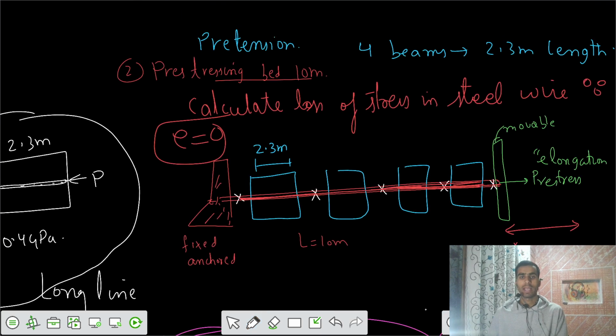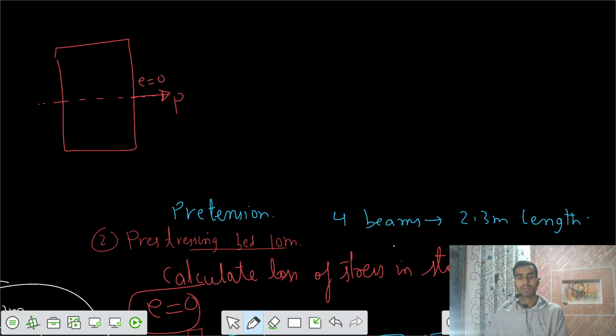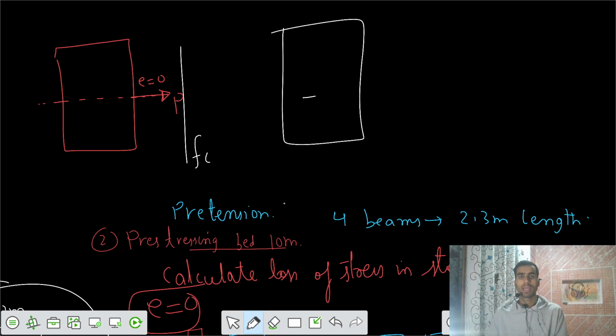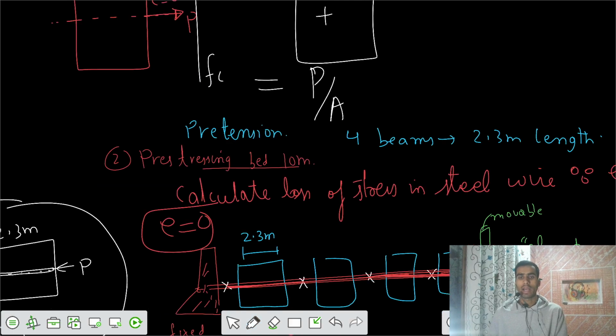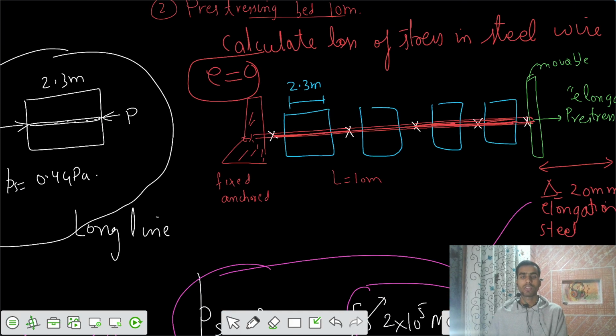So then you have this beam, you have a neutral axis, and P is applied along the neutral axis such that e equals 0. Can you tell me what is the stress fc that gets developed? Is that only equal to P by A? I think it's only P by A. And I have the value of P and I have the value of A. The concrete section is also known.